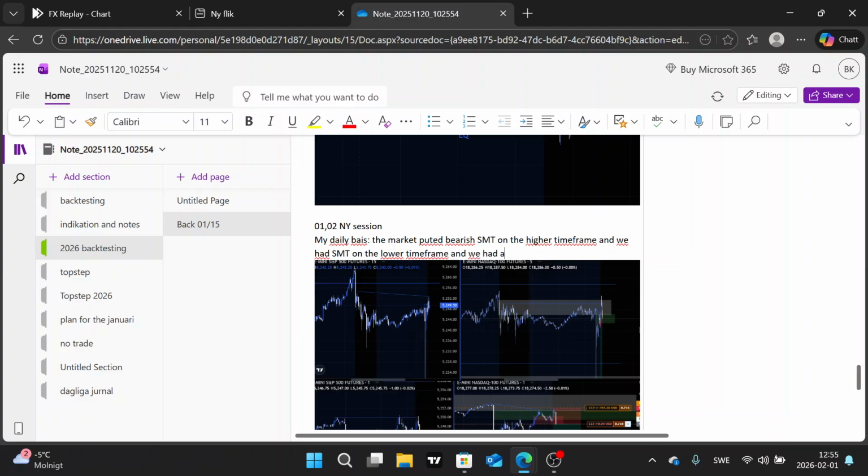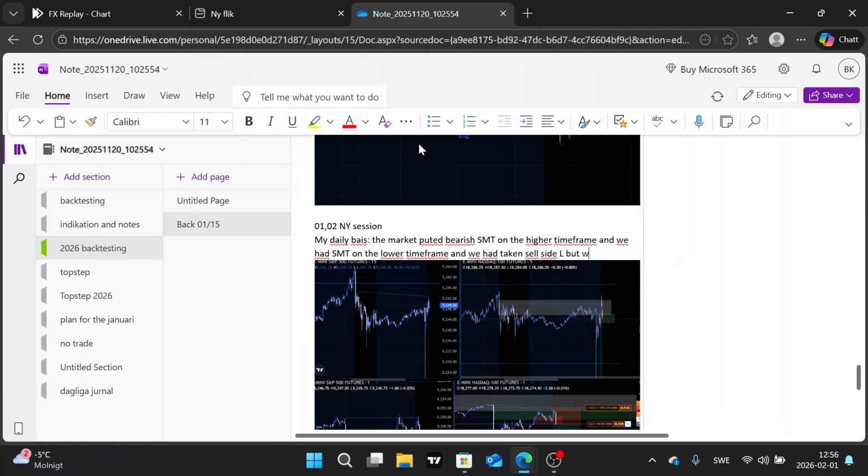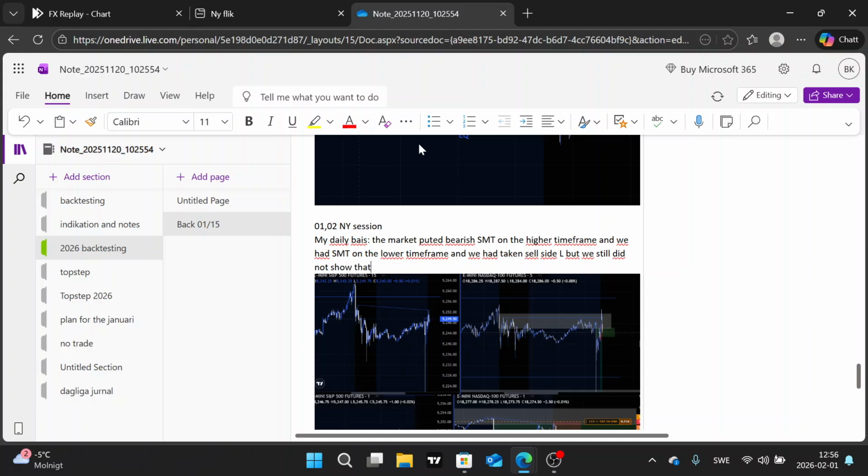and we had taken sell side liquidity, but we still did not disrespect the 5-minute bullish rally gap to the downside.